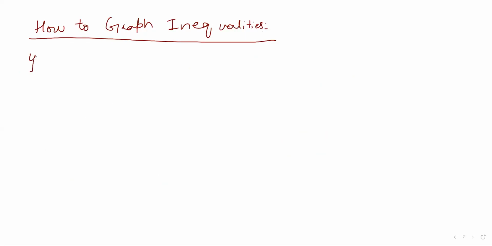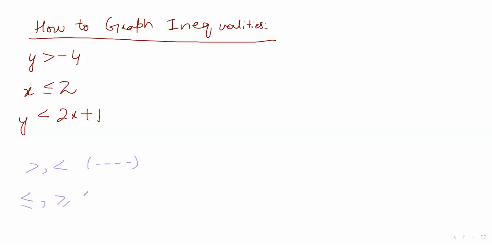Let's suppose I have the inequalities y is greater than -4, x is less than or equal to 2, and y is less than 2x plus 1. Whenever we have inequalities like this, while plotting, if we have the sign of greater than or less than, we will plot a dotted line. If we have a sign less than or equal to or greater than or equal to, we will plot a solid line on our graph.